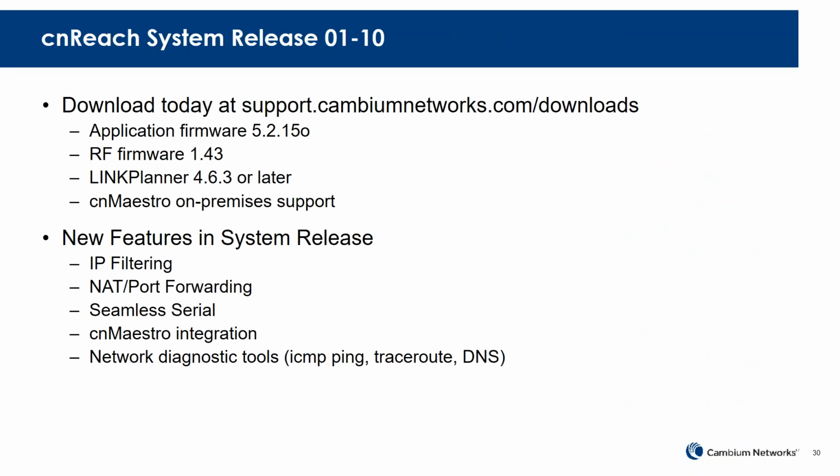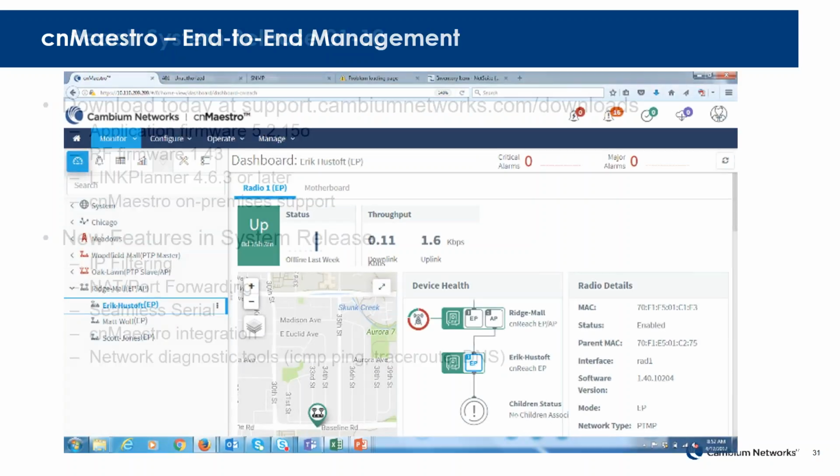We did just release system release 0110. That firmware is available on our website. It's fully compatible and working with the 220 megahertz product. You can go to support.cambiumnetworks.com/downloads, and you can get access to not only the application software and the firmware for the radios, but also the latest version of Link Planner and the latest version of CN Maestro. There are some release notes and more information about that release in our updated user guide that's also available there.